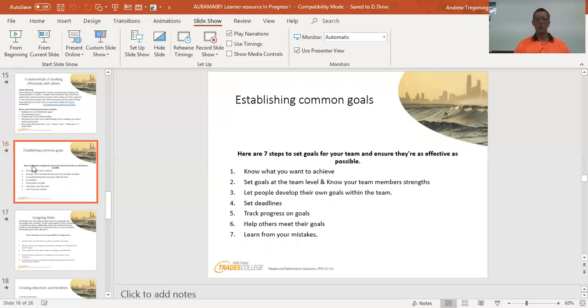First of all, we need to know what we want to achieve. So we need to set goals at team level and know your team members' strengths. Let people develop their own goals within the team. Set deadlines, because a goal's not a goal without a deadline, really. Track progress on goals. We need to know where we are in the scheme of things. Are we actually working towards the achievement of that goal, or are we off track? So we need to track our progress. We also, in a team, have to help others meet their goals. It might be something small you can do to assist somebody else to meet their goals. And of course, we all make mistakes from time to time, so we have to learn from our mistakes.